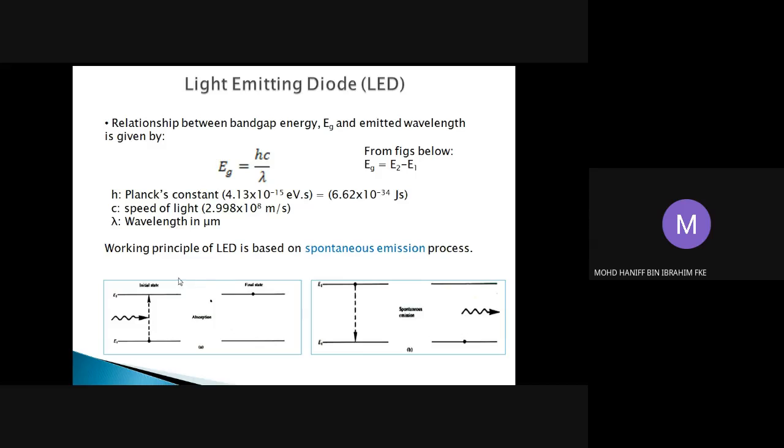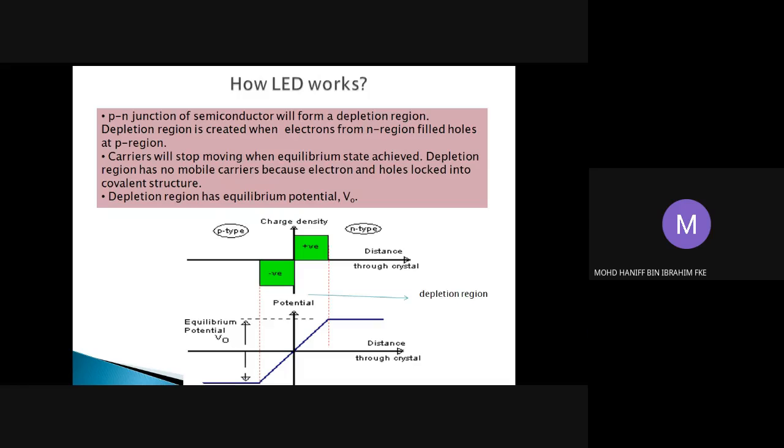Okay, so hopefully by now you understand what is meant by spontaneous emission, which is the process used in an LED for light or photon production. Now we're going to explain the working function of the LED, how the LED works.